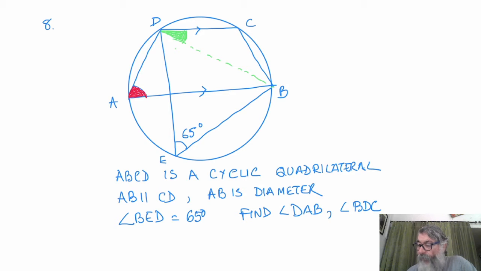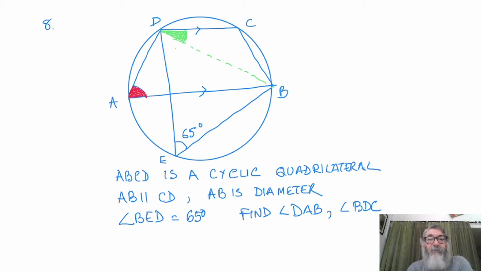He has given you angle BED as 65 degree in the figure. He has given you parallel lines, so the parallel line property will be used. He has given you also the cyclic quadrilateral, so the cyclic quadrilateral property. He will give you the hints in the question itself. Like the first thing he has said, ABCD is a cyclic quadrilateral. If he says that, it means he wants you to use the property of cyclic quadrilateral.